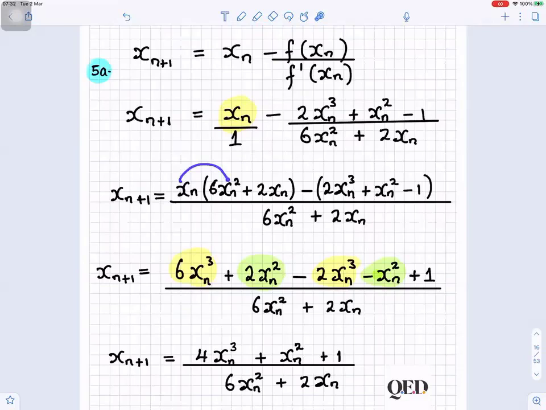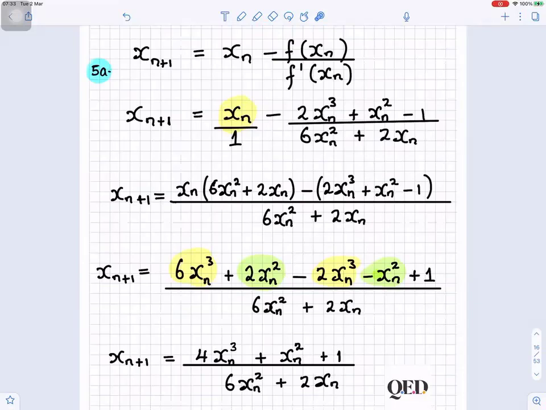x_n times 6x_n squared will be 6x_n cubed. x_n times 2x_n will be 2x squared. And this will be minus 2x cubed minus 2x squared and plus 1. Remember, this minus and this minus will become a plus. Very important. That's where students make mistakes.